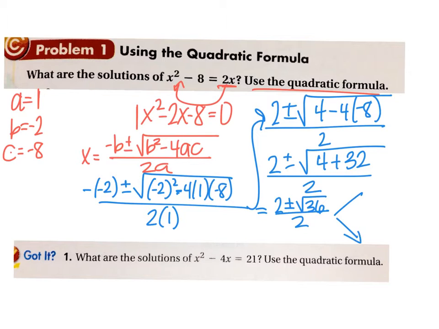The plus or minus means you're going to add and you're going to subtract. So that's going to be 2, and the square root of 36, of course, is 6. So it's going to be 2 plus 6 over 2, and it's going to be 2 minus 6 over 2. Which means my two answers are going to be 8 over 2, which is 4, and negative 4 over 2, which is negative 2.